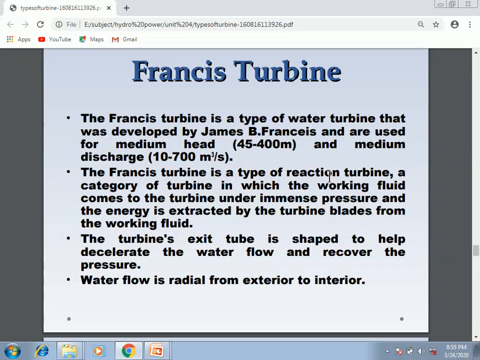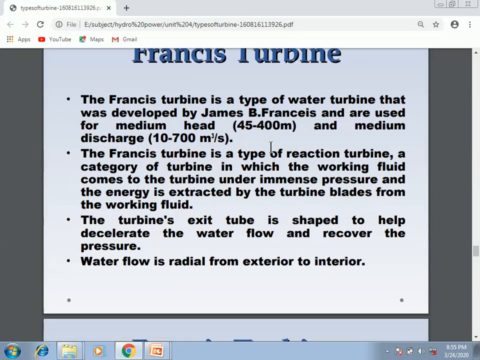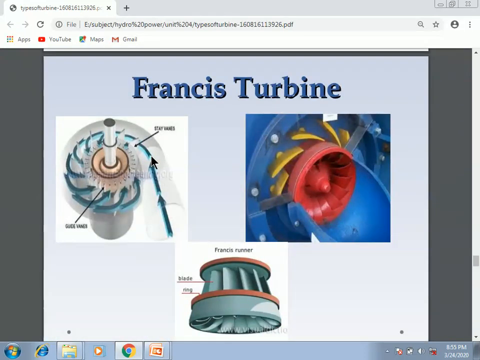Francis turbine. Francis turbine was developed by James Francis, used for medium head and medium discharges. So after Kaplan, medium head and medium discharges, it is ranging from 10 to 700 meter cube per second, and medium head 45 to 400 meter. So this is the way the water is going to enter inside the guide vanes, and the shaft is going to rotate. This is the actual diagram.